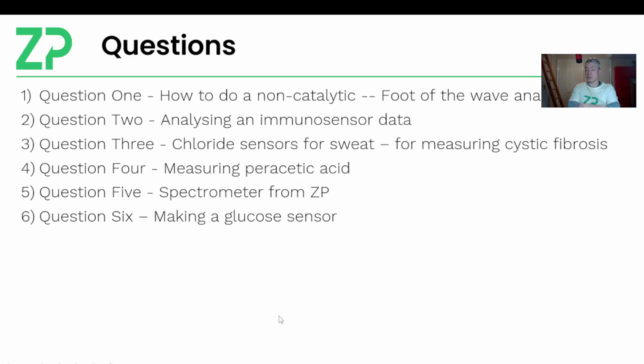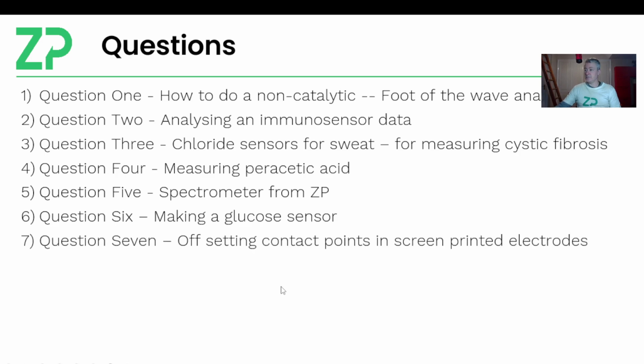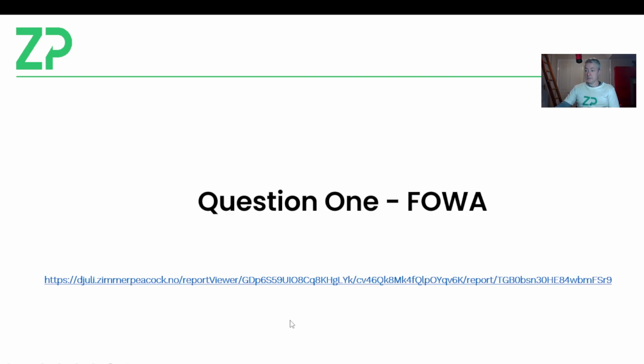I'll also show you some glucose data on a ZP screen printed electrode, and then how to design a screen printed electrode. I'm helping somebody with what I call offsetting contact points, but that'll come in a minute. So if you can spot your question among these questions, that will help you jump forward and find your section of the video. The first one is foot of wave analysis.